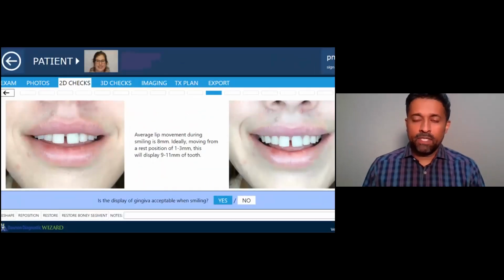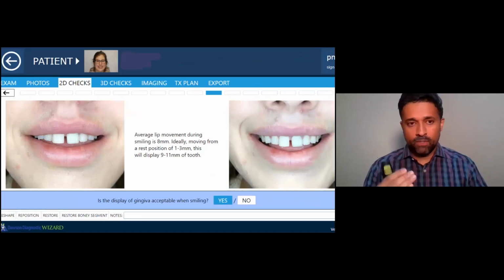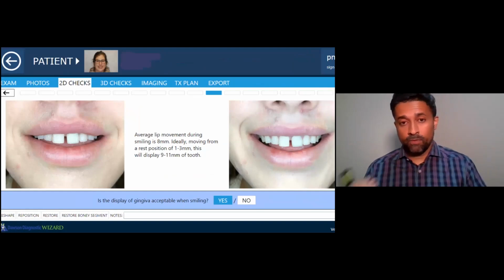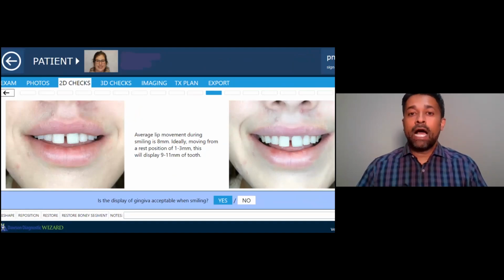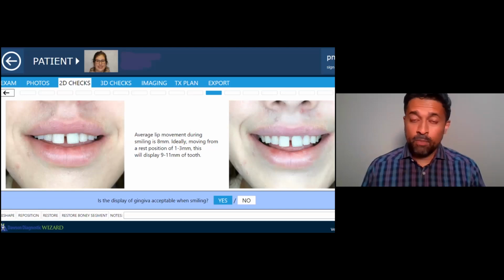This is her lips at rest photo. And actually, this is looking at her smile photo, from her lips at rest to her full smile. We're looking to see how much lip movement is happening. Does she have hypermobile lips?